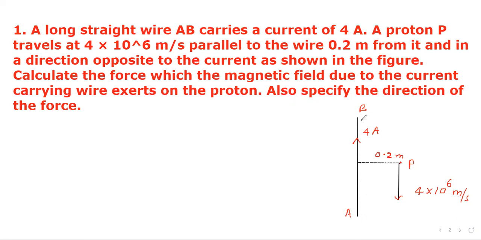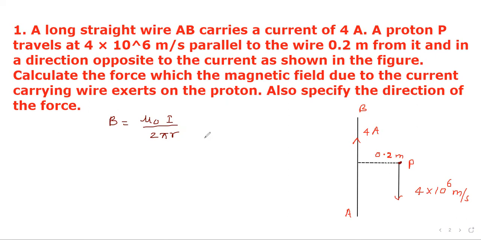So if you remember, the magnetic field due to a straight current carrying conductor at a distance r is given by B equals mu naught I divided by 2 pi r. Since current is in the upward direction, here at point P, the magnetic field will be perpendicular, downward. And this proton is moving in this direction. It means both are mutually perpendicular. So the field is along negative z-axis and the proton is moving along negative y-axis.